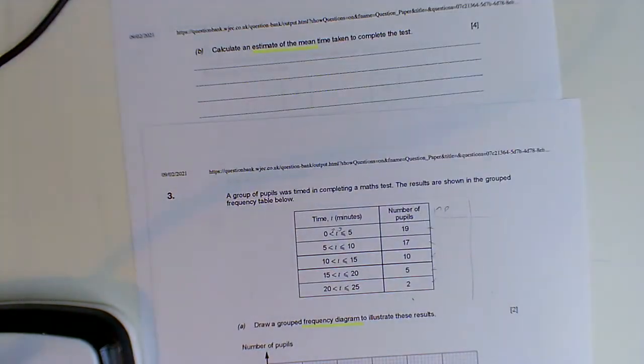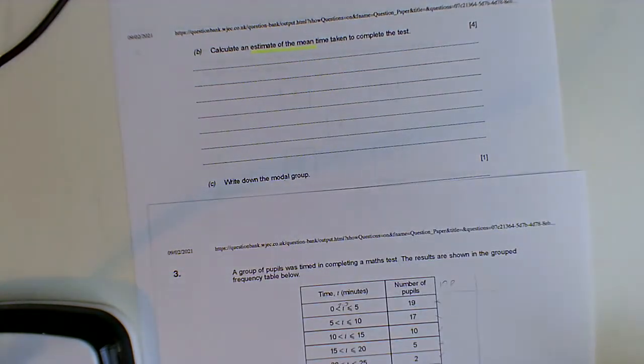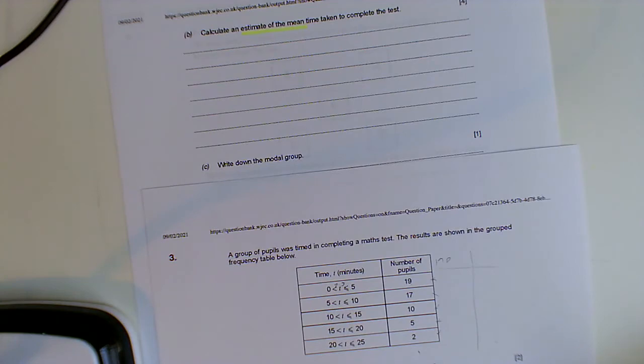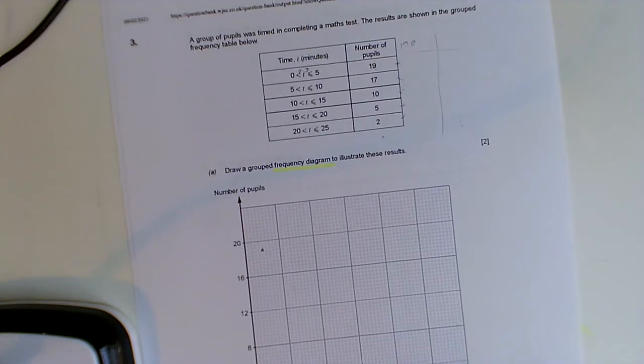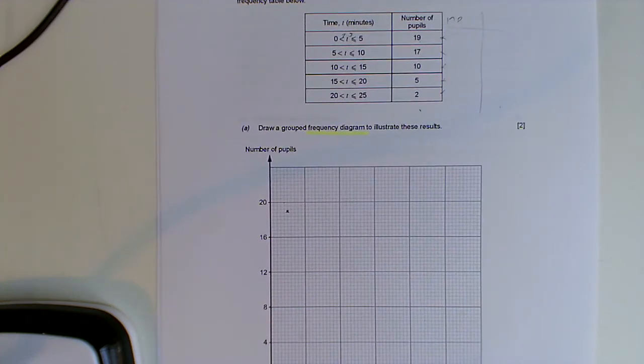Okay? And then part C, write down the modal group, just means which group has the most pupils in it. Make sure you write down the actual inequality there. Okay, so pause the video, have a go at those questions, and then come back for marking together.